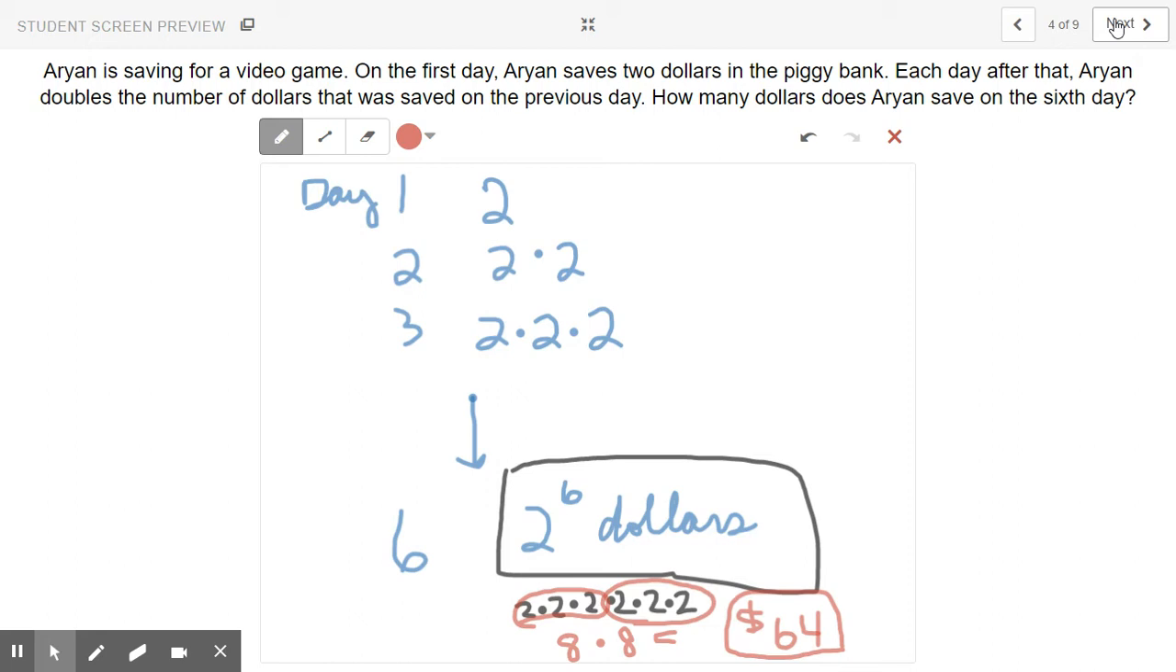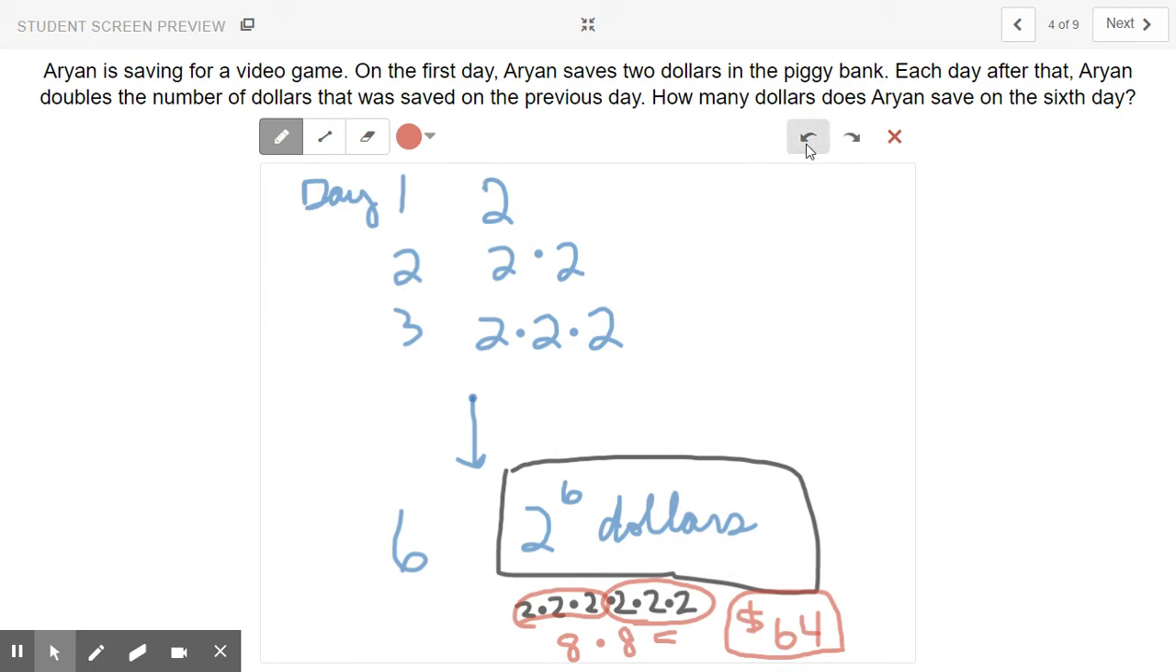So a pattern that I want you to notice. Day 1, Ariane saved $2. Day 2 doubled that amount, which is 2 times 2, if you doubled it. And day 3, you would take the amount from the previous day and then double that. So 2 times 2 is 4, 4 times 2 is 8. So you'd always write the amount from before and then double whatever that is.